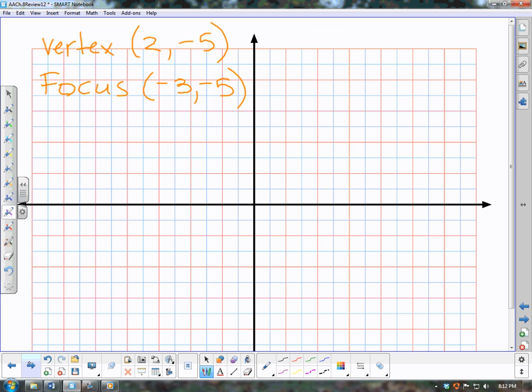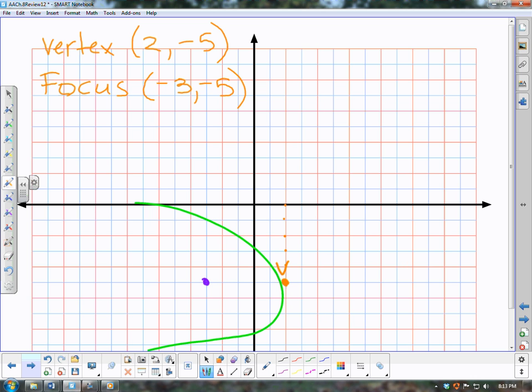Another one that's a parabola. 2, -5 is our vertex. Focus is at -3, -5. And so our parabola is going like that.